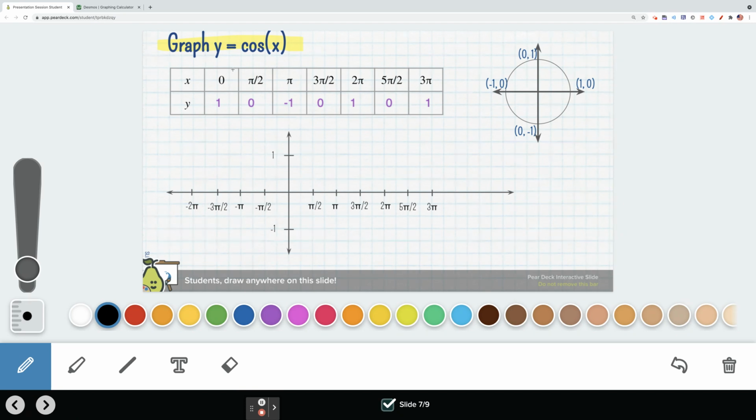We want to plot the point 0, 1. So 0, 1 is right about there. Oh, and I think I wanted to use purple. So yeah, 0, 1. Then pi over 2, 0 is here. Pi, -1. 3 pi over 2, 0. 2 pi, 1. 5 pi over 2, 0.